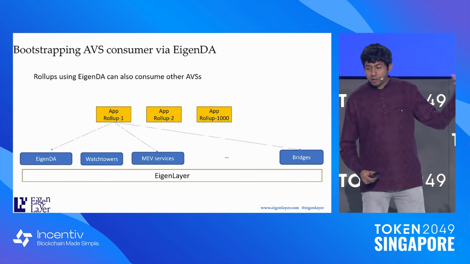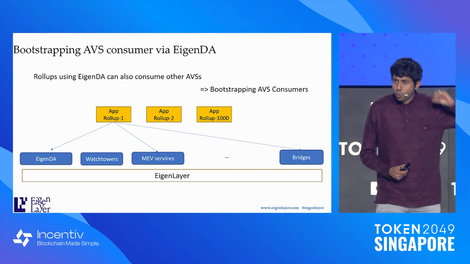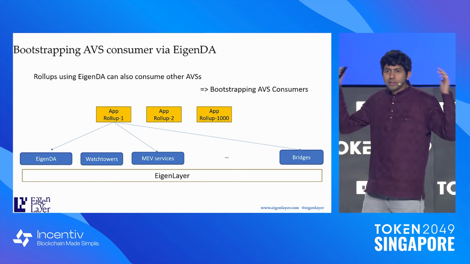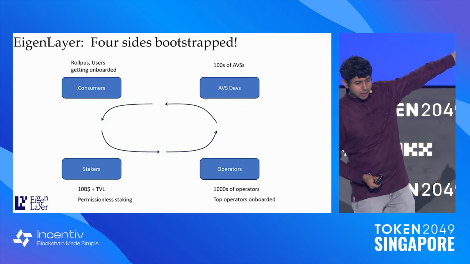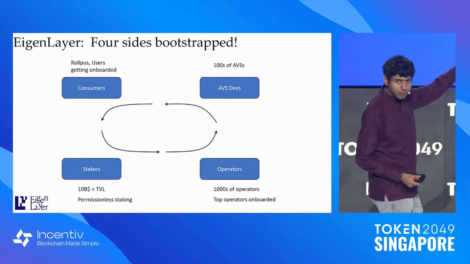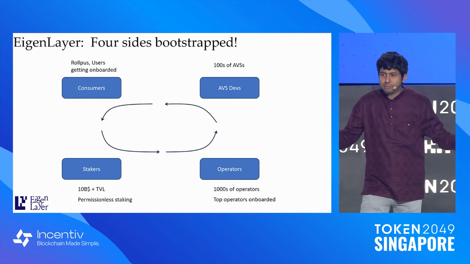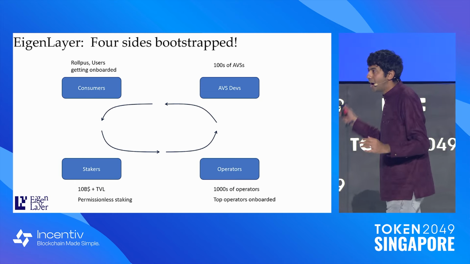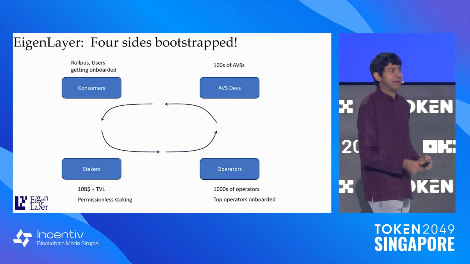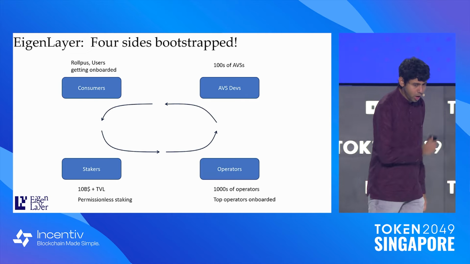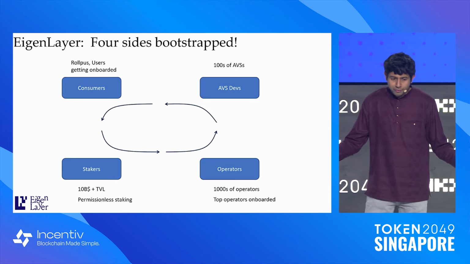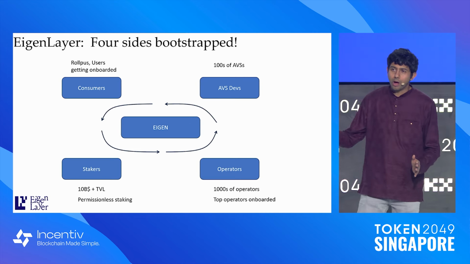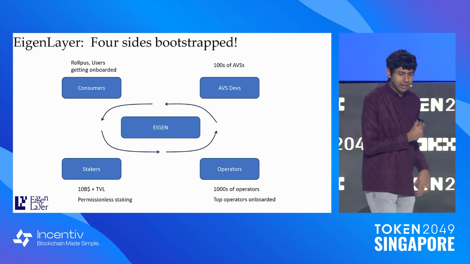And in fact, we have a crypto-economics where, when you want to consume multiple AVSs, your costs actually get lower. So that's the four sides. We talked about stakers, operators, AVS developers, and consumers. It's extremely difficult to bring this ecosystem together, and yet here we are today where each side is thriving, and there's something really interesting going on here. At the center of all of this is the Eigen token, which is the coordination mechanism to align all these different parties to work together.